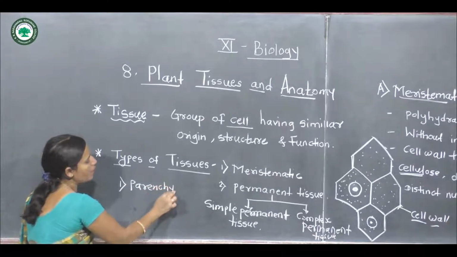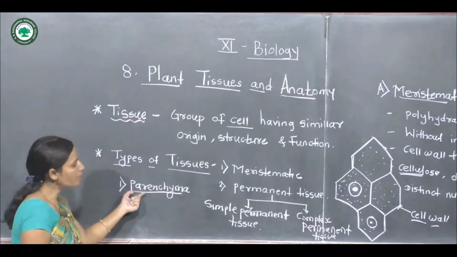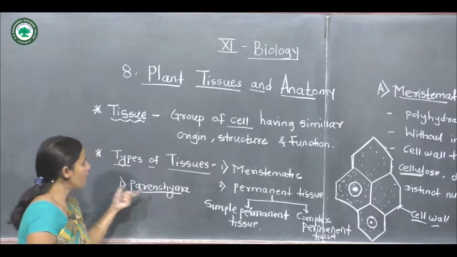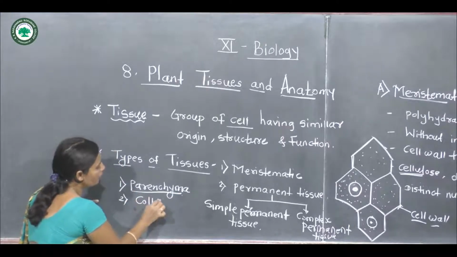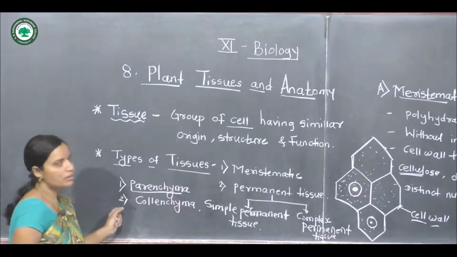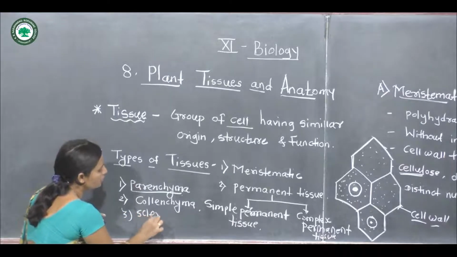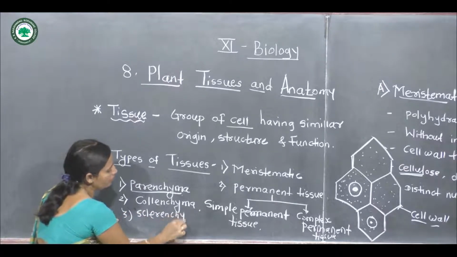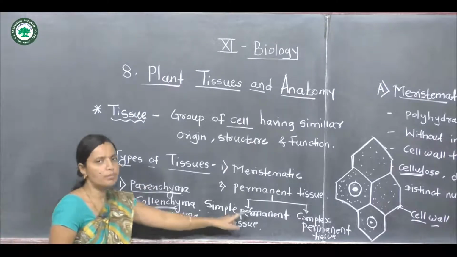cells, parenchyma tissues, simple permanent tissues like the parenchyma. Second type of the tissue, collenchyma, and third type of the tissue, sclerenchyma. Now these are the three types of the simple permanent tissue.